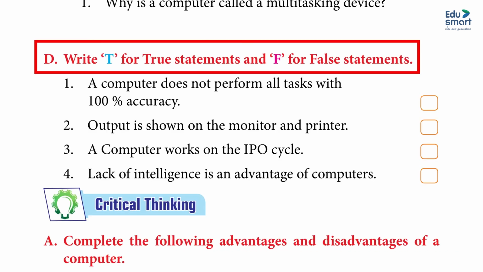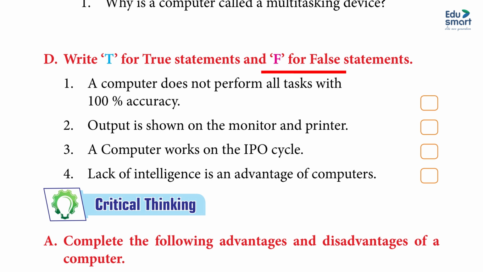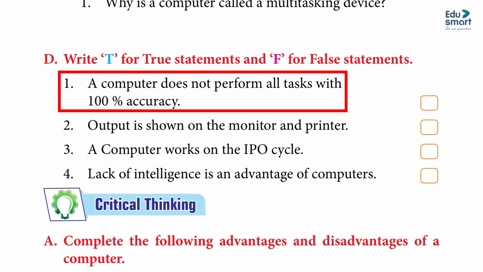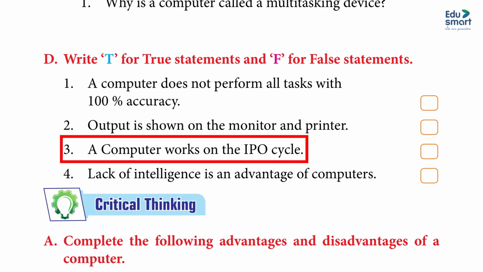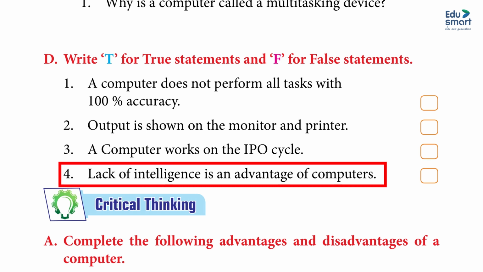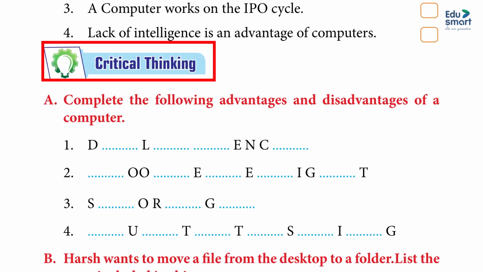D. Write T for true statements and F for false statements. 1. A computer does not perform all tasks with 100% accuracy. Answer: false. 2. Output is shown on the monitor and printer. Answer: true. 3. A computer works on the IPO cycle. Answer: true. 4th, lack of intelligence is a disadvantage of computers. Answer: false.